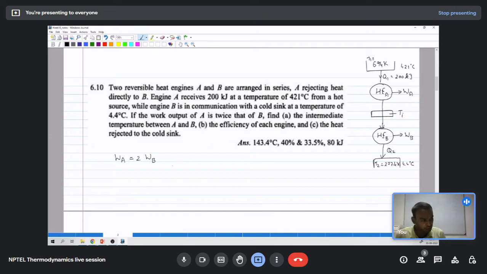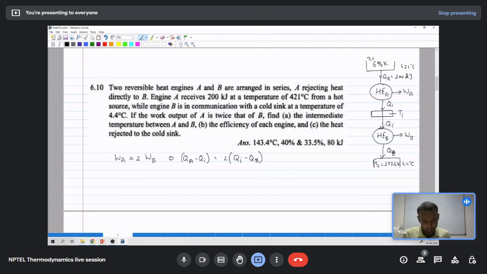So WA is QA minus QI. This is equal to 2 times the work output of B, and QI directly goes to the second heat engine B. So work output of B is QI minus QB. Okay, it's better I write it as QA and QB.